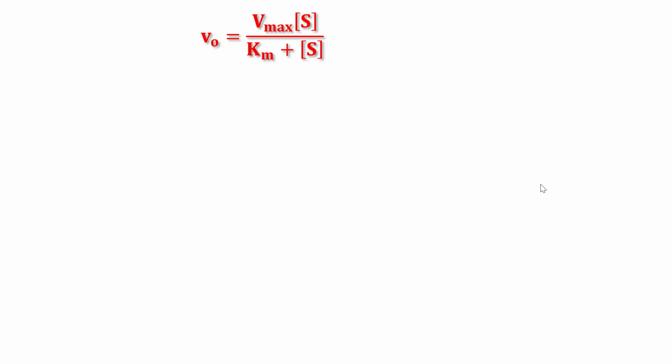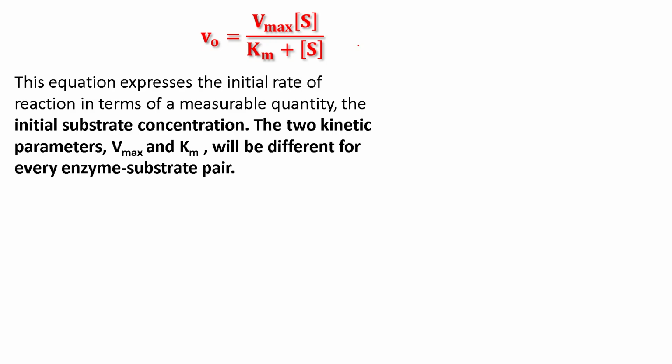So moving forward, looking at the above equation, we can say this equation expresses the initial rate of reaction in terms of measurable quantities: the initial substrate concentration S, and two kinetic parameters, Vmax and Km, which will be different for every enzyme-substrate pair.